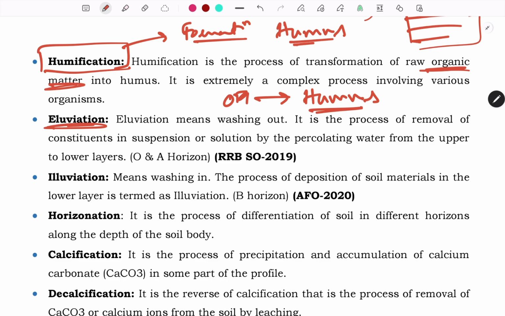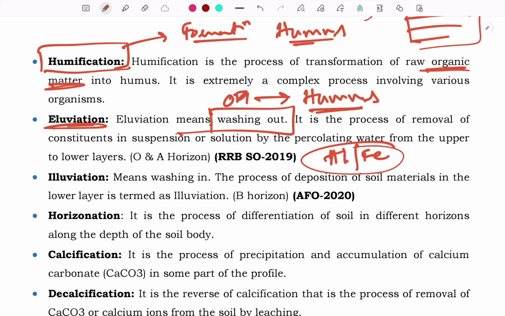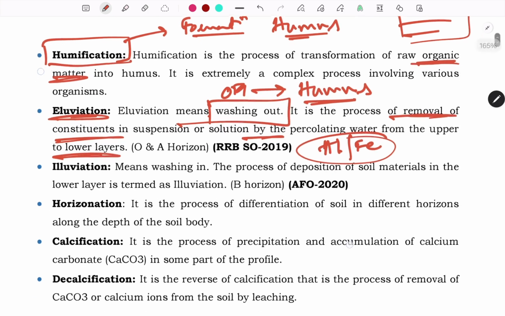As we have already discussed, eluviation is nothing but a washing out of some of the minerals like aluminium and iron. They get leached into the lower layer, and that layer is called the eluviated layer. This process is the removal of constituents in suspension or solution by percolating water from the upper to lower layers.